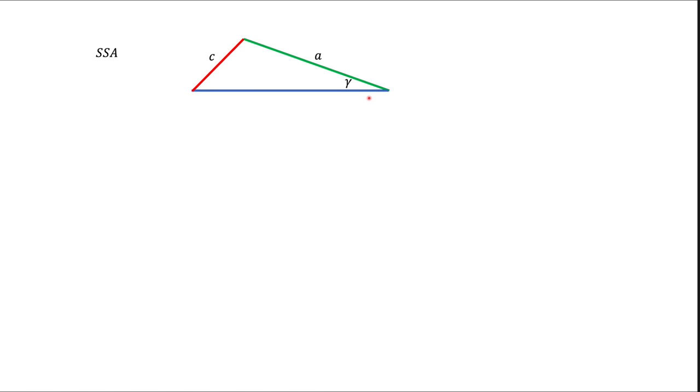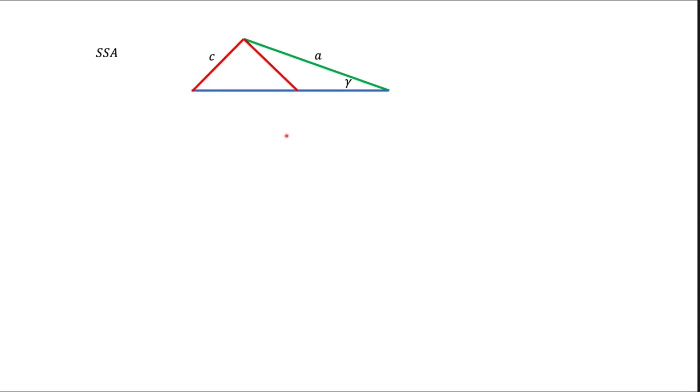The reason why this is not a congruency criterion is because there are actually two ways to put this red side C. One way you see here, another way you see here. If it were a congruency criteria, there should be only one way to create a triangle. But here we have two ways. Although we don't have a congruency criterion here, we still have a certain relationship between these two triangles we got.